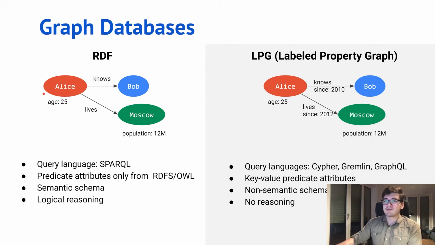Essentially, in label property graphs, you can have key value attributes over edges, whereas in RDF, you have only a limited amount of them, so you cannot assign arbitrary key value attributes, but you can only assign those allowed by RDFS or OWL. And you query RDF databases with SPARQL, but LPGs you can query with Cypher or other languages. Although there are right now database engines that can translate on the fly those languages. Still, RDF allows for some logical reasoning because it has semantic schema. It might have an ontology in the background, but LPGs cannot do reasoning. They do not have semantic schema.